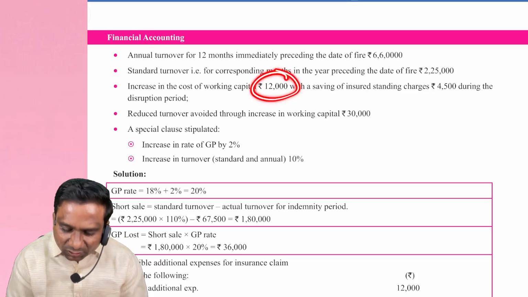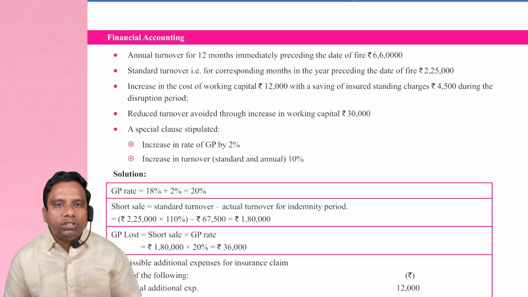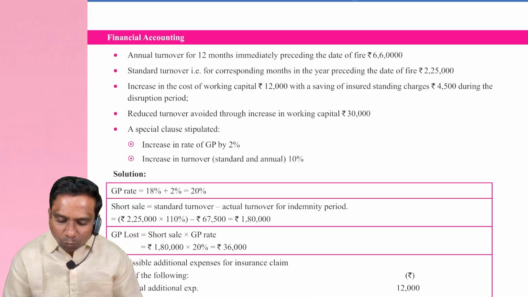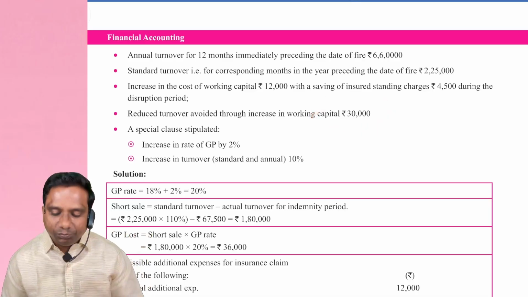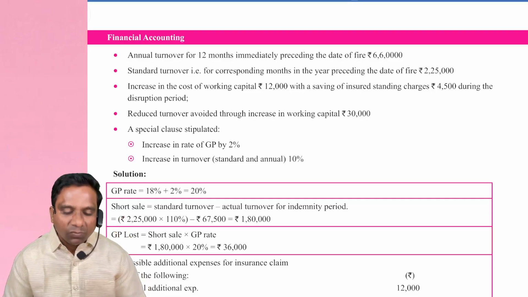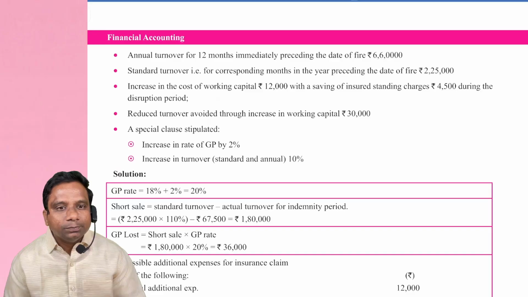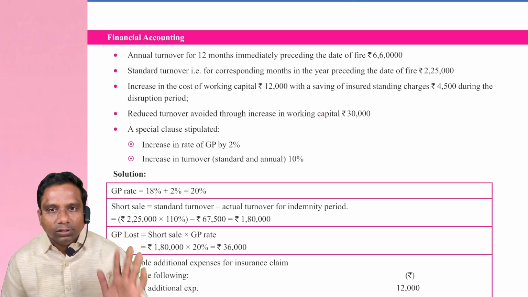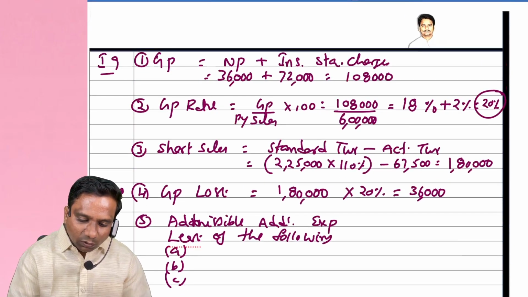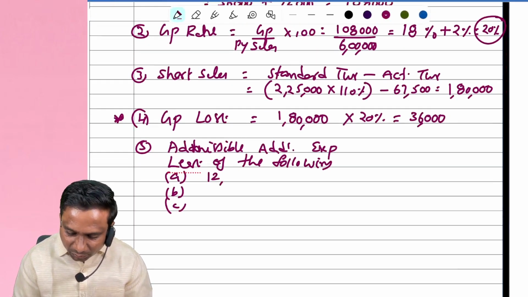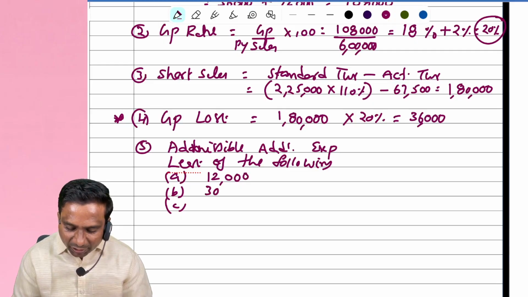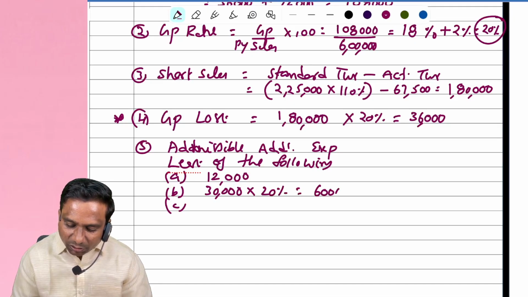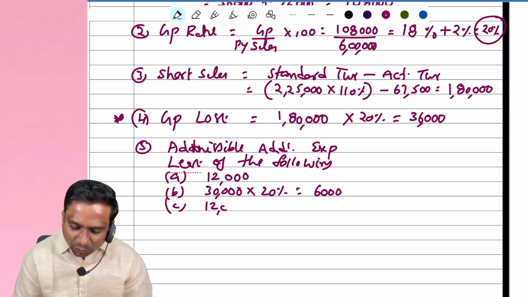Means here we have incurred some 12,000 rupees working capital increase. Due to this, how much sales we are able to create? 30,000 rupees turnover. So reduced turnover avoided means 30,000 turnover is more increased. So here we can calculate. First one is least of the following: 12,000. Next one, how much turnover is made? 30,000 into what is my gross profit rate? 20%. Nothing but 6,000.